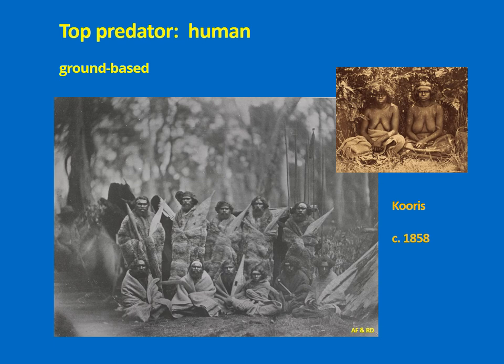So the top predator, of course, the ultimate predator, is the human, a ground-based predator. These gentlemen here, some of them are in brush tail possum skin cloaks, and the gentlemen seated are in blankets, indicating the transition, the end of hunting of the possums.